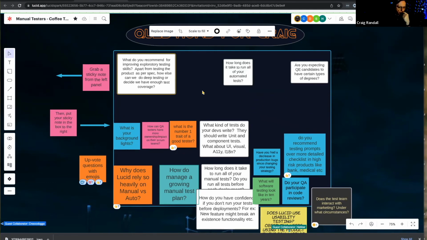How else can we do deep testing or decide we have enough test coverage?